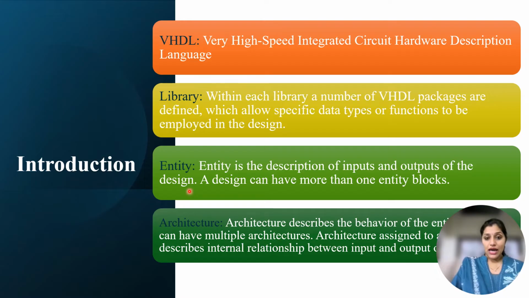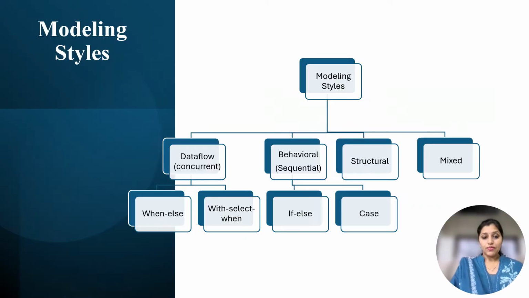Next comes architecture. In architecture, we describe how our system actually works. To describe how our system actually works, there are four modeling styles. Basically, there are three modeling styles: data flow, behavioral, and structural. But then a combination of these three modeling styles is our fourth modeling style, and that is the mixed modeling style.